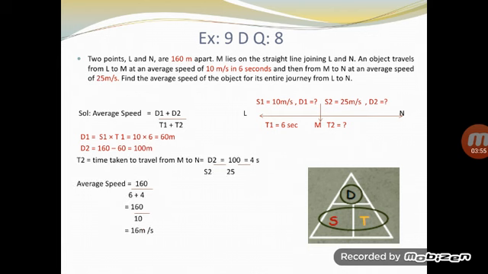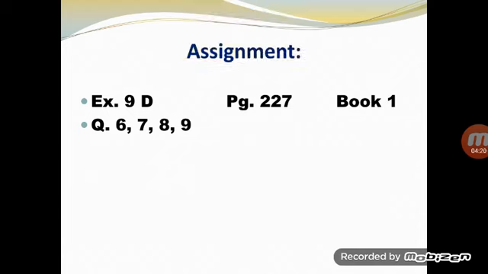Next part is to find the time. Time taken to travel from M to N is 100 by 25, that is 4 seconds. Hence we can find the average speed, that is 160 by the total time taken, 6 plus 4 seconds. So 160 by 10 equals 16 meters per second. These examples can help you to solve question number 6, 7, 8 and 9 of exercise 9D.